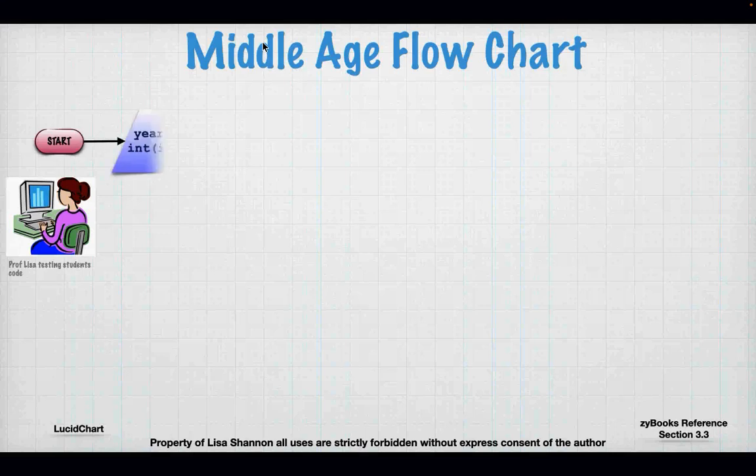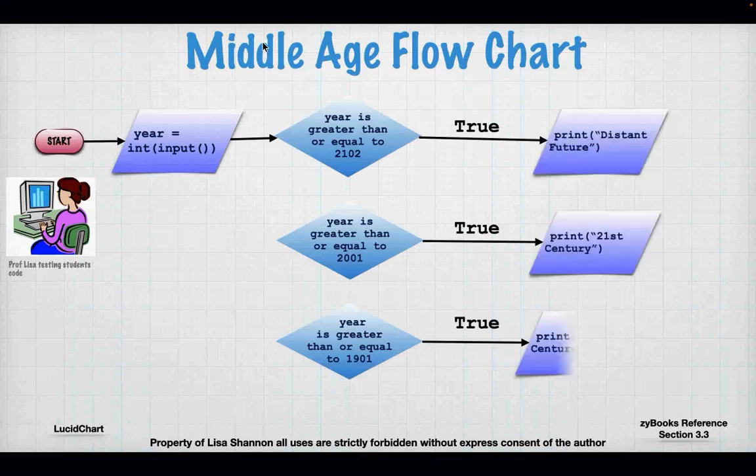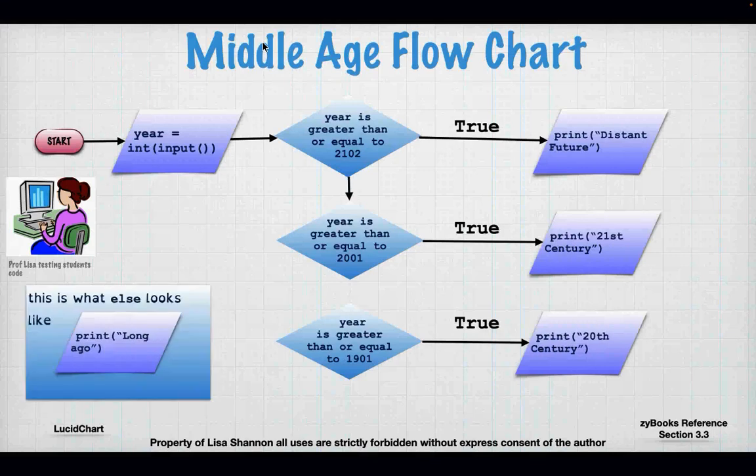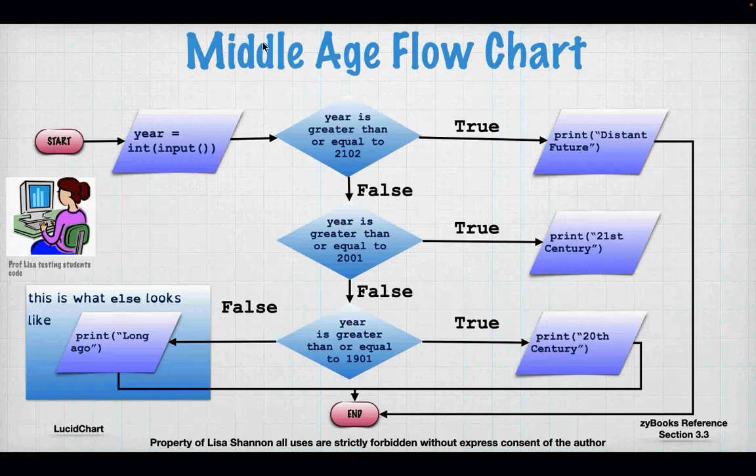So this is just a flowchart to show you how elif looks. So I have now three diamonds. I have year int input. Each of these diamonds is dealing with the year as the test variable. And you will notice that the false is the thing that makes the next question in the diamond be tested. At any point, if I get to true, I'm done. That chain stops. And else still looks like else if you look at the left.